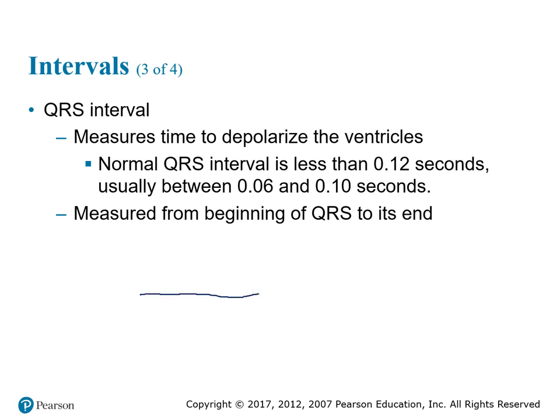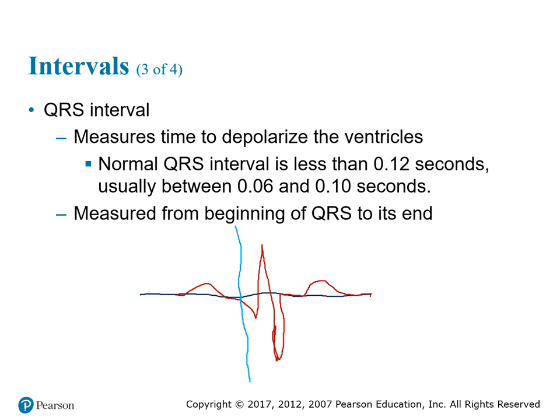So let's draw our baseline. So we have our P, Q, R, S. Ooh, it's a crappy S. And we're just going to draw a T just to see it. So remember, we ended our PR segment just before the downward deflection of Q. Well, guess what? That's where we're going to start our QRS complex.